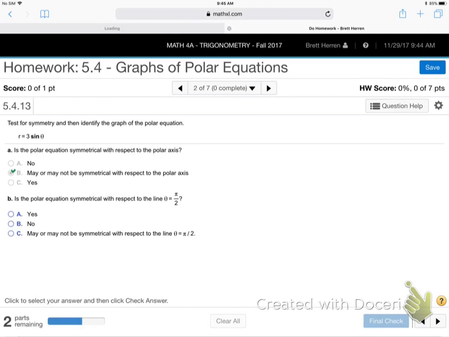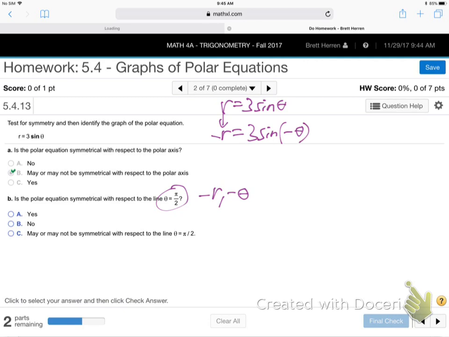Okay, so now, second test, theta equals pi over 2. How do we test theta equals pi over 2? That's negative r, negative theta, right? So take the original, r equals 3 sine theta, and put in negative r where you see r, and put in negative theta where you see theta. Good to there? Yeah, Rudy.